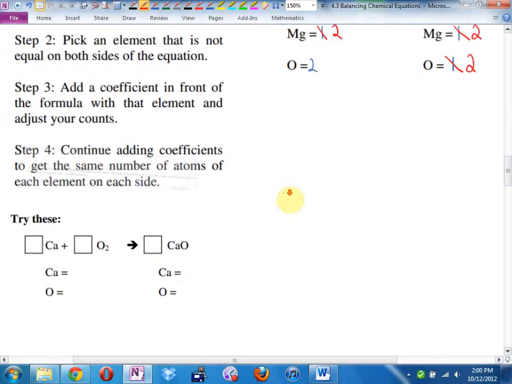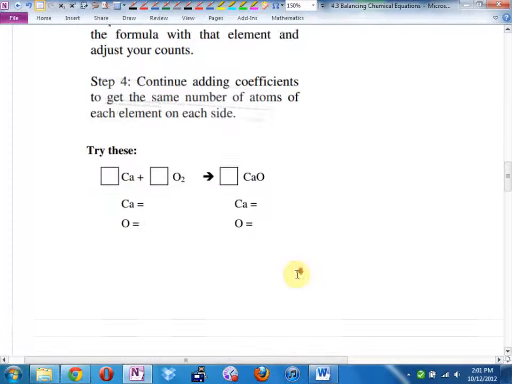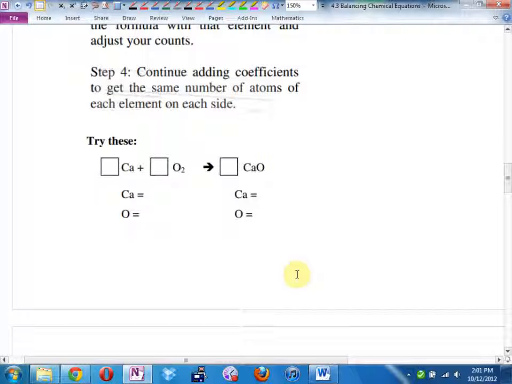Let's try another one. A little tougher. Calcium plus O2, dioxygen, gives you calcium oxide. Step 1, list how many of each atom there is really quickly. So, over on the left, how many calciums are there? 1. How many oxygens? Careful. 2. Over on the right, how many calciums are there? 1. How many oxygens? 1. Am I balanced? No. Okay, suggestions.